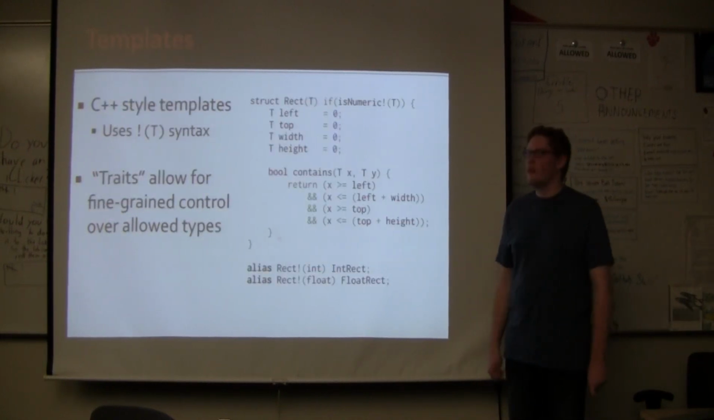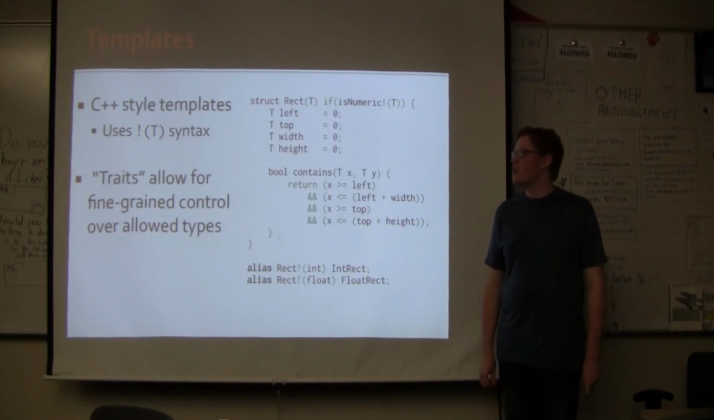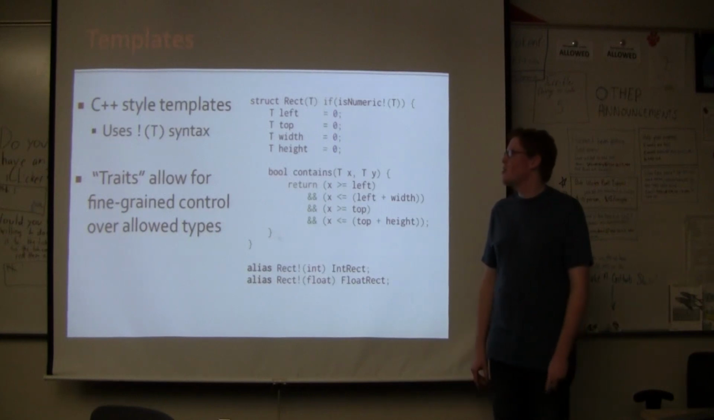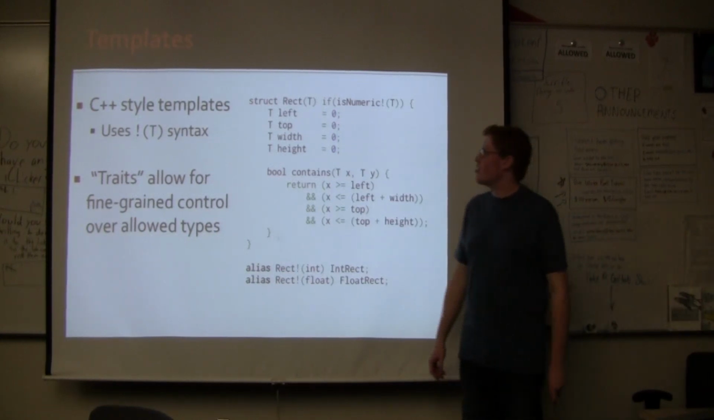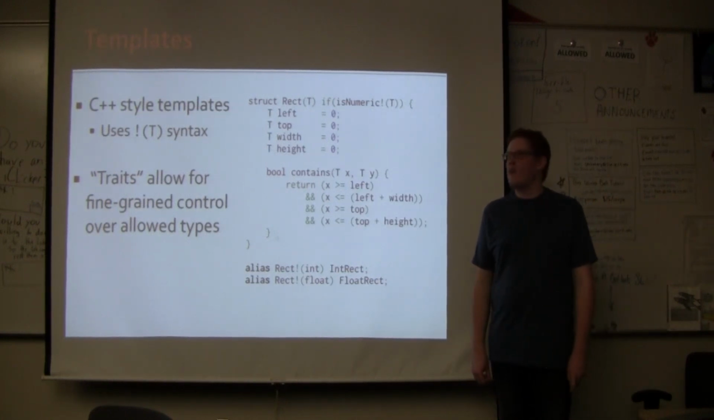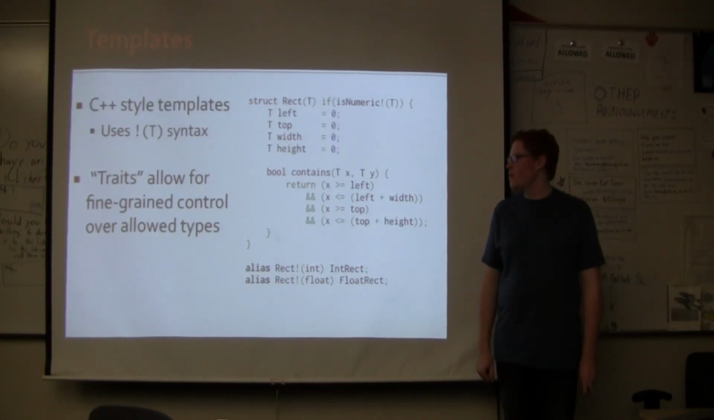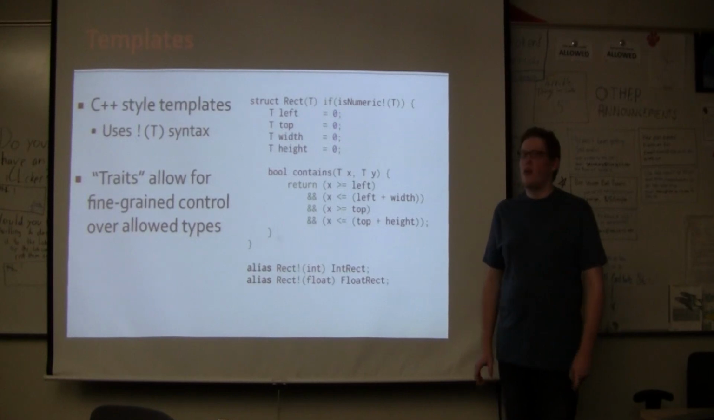D also supports templates, and they're a lot more like C++ style templates. It uses a different syntax, an exclamation point and parens with the type. If you've ever used C++ or Java, you know they use angle brackets. The problem with angle brackets is it makes the program that parses the code a lot more difficult. So D is a context-free grammar language, if you know what that means. That means there's no ambiguity.